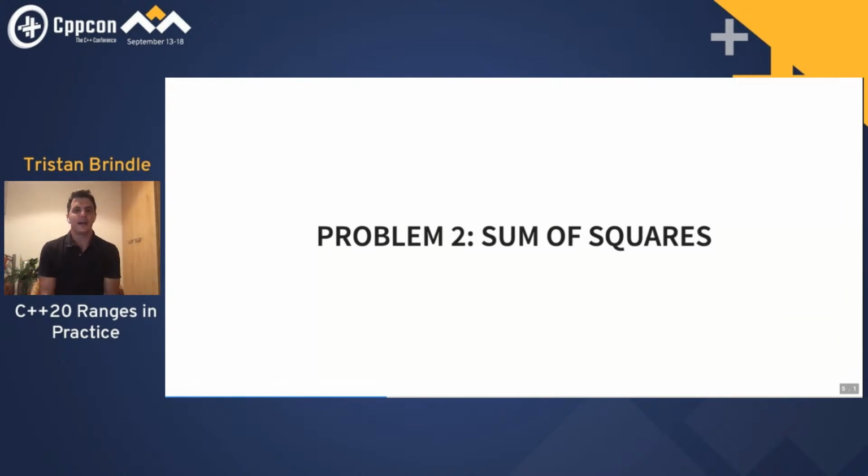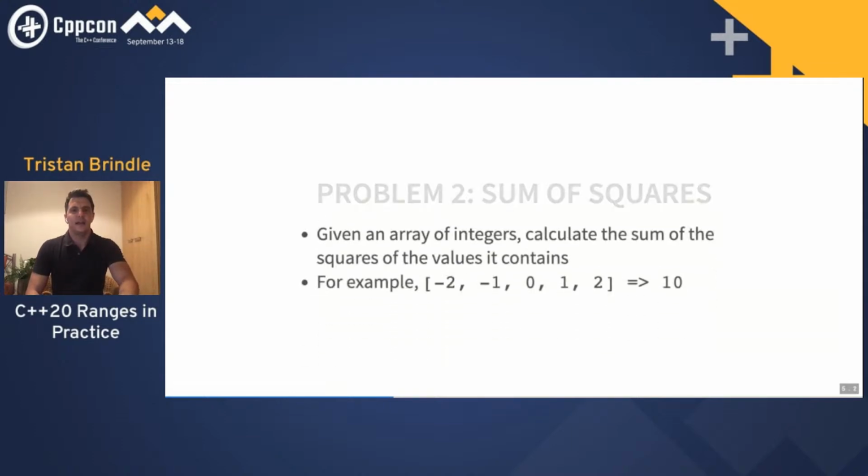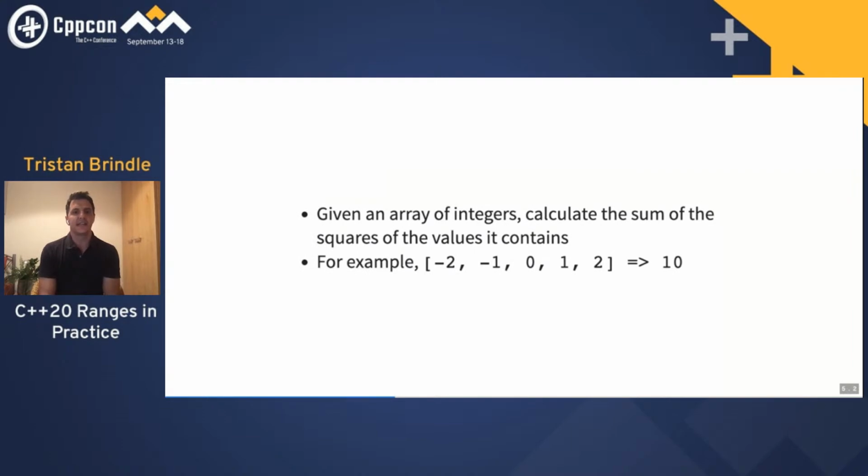So our second problem. Given an array of integers, calculate the sum of the squares of the values it contains. So, for example, if we're given an array containing -2, -1, 0, 1, 2, the squares are 4, 1, 0, 1, 4, add them up, and hopefully you get 10.